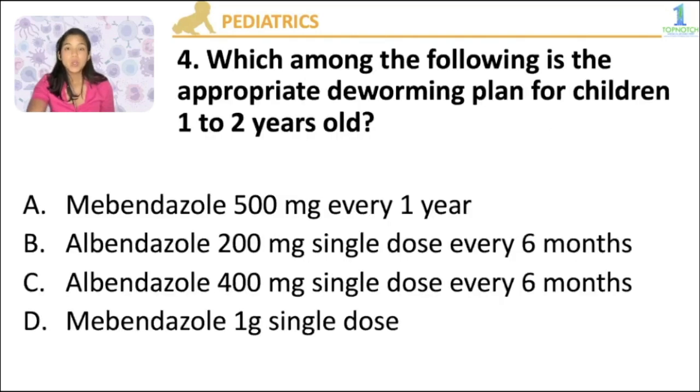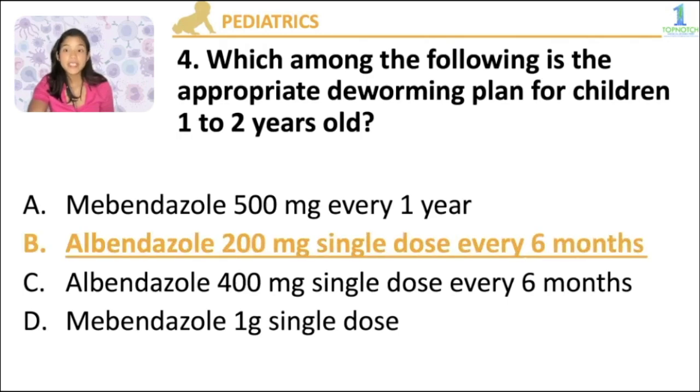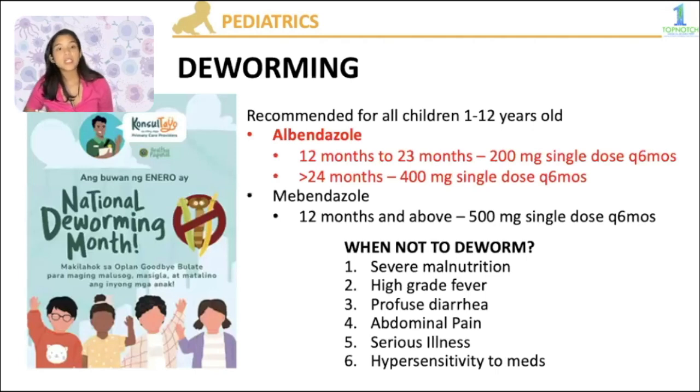Okay. Which among the following is the appropriate deworming plan for children 1 to 2 years old? Mebendazole 500 milligrams once a year, albendazole 200 milligrams single dose every 6 months, albendazole 400 milligrams single dose every 6 months, or mebendazole 1 gram single dose? Our answer here is letter B. So in deworming, according to our national deworming program, the recommended routine for all children aged 1 to 12 years old is as follows. If the patient is between 12 months to 23 months, so 1 to 2 years old, we would give 200 milligrams single dose every 6 months. If the patient is 2 years and above, we would give 400 milligrams single dose every 6 months.